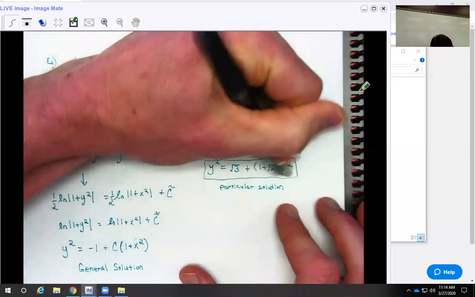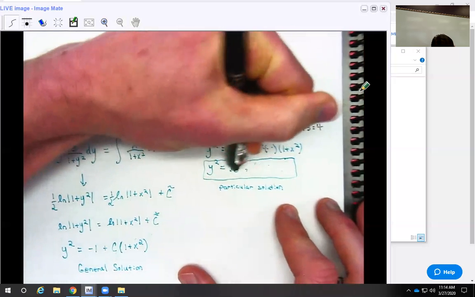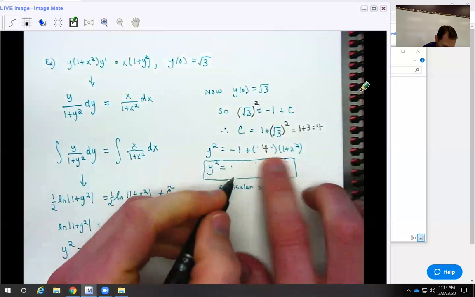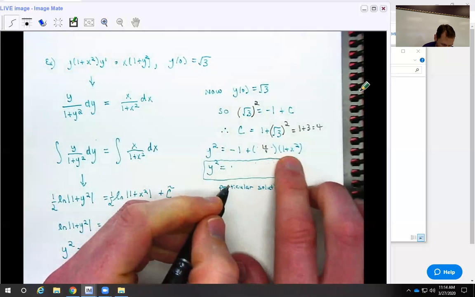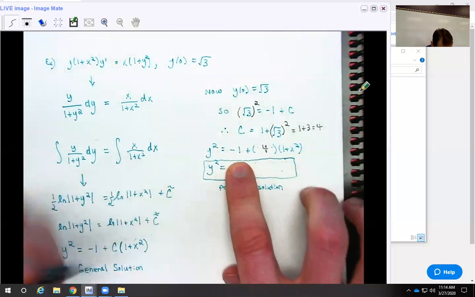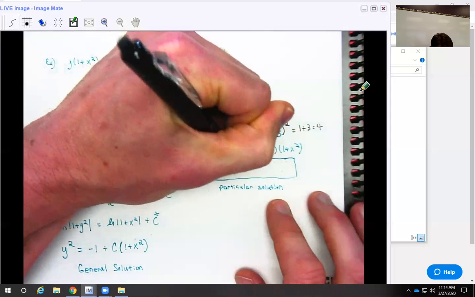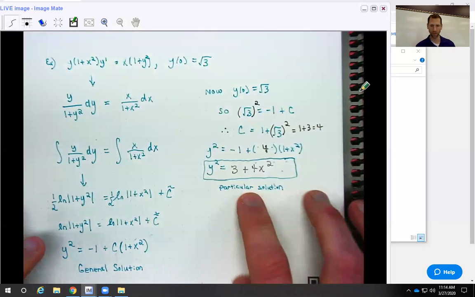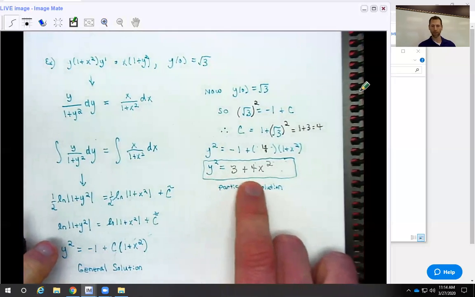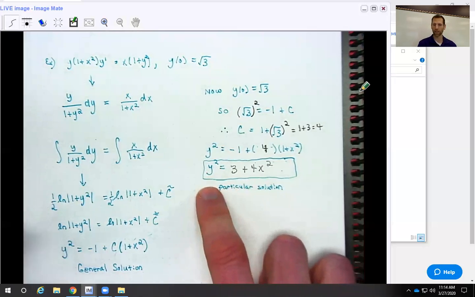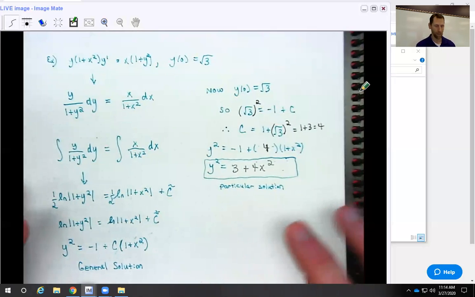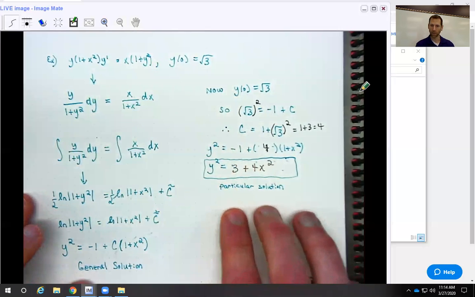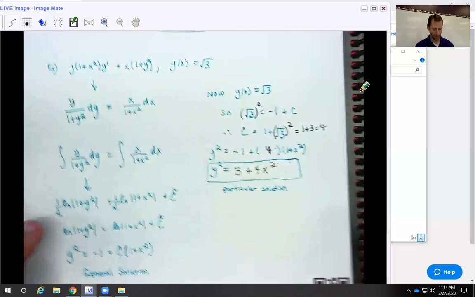And if we simplified, let me erase this. If we simplified, we'd have 4 and then plus 4x squared. The 4 would combine with that minus 1 to give us a 3. And I have 3 plus 4x squared. And that would be our particular solution. So y squared is equal to 3 plus 4x squared. If I subtract that over, that's the equation of a hyperbola. So this differential equation's solution graph is hyperbolic.